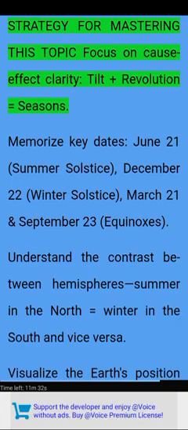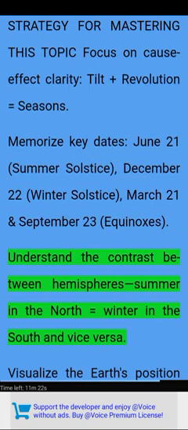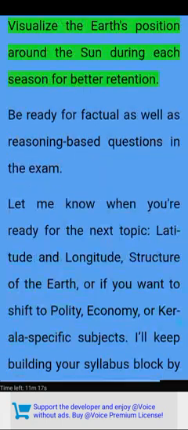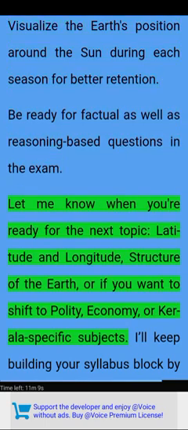Strategy for mastering this topic: focus on cause-effect clarity, tilt plus revolution equals seasons. Memorize key dates: June 21st, summer solstice; December 22nd, winter solstice; March 21st and September 23rd, equinoxes. Understand the contrast between hemispheres. Summer in the north equals winter in the south and vice versa. Visualize the Earth's position around the sun during each season for better retention. Be ready for factual as well as reasoning-based questions in the exam.